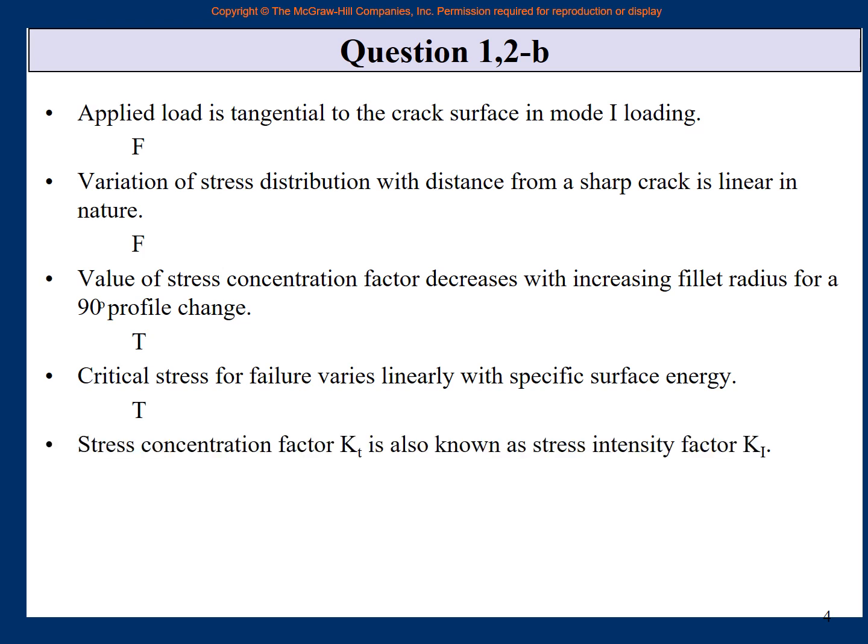A stress concentration factor Kt is also known as the stress intensity factor K1. What is your response? Yes. If you said false, you are right, because stress concentration you studied in solid mechanics and machine design, but in stress intensity you also talk of the geometry part and so on, of the crack type and so forth, which was not there in Kt. So this was a few examples from a multiple choice and true false.